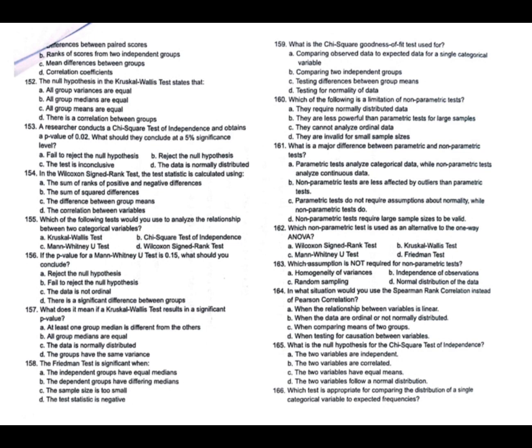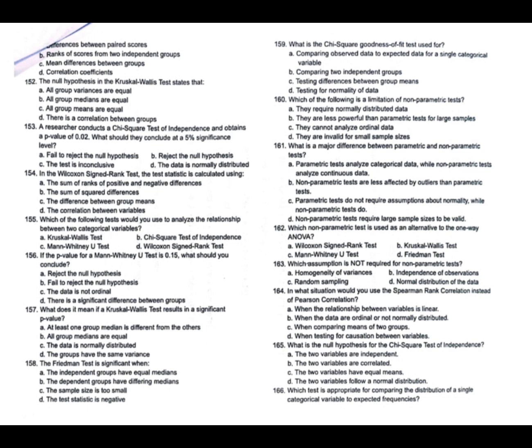This is used for comparing the observed data to expected data for a single categorical variable. Letter A. Which of the following is a limitation of non-parametric tests? So the answer is they are less powerful than parametric tests for larger samples. Letter B. What is a major difference between parametric tests and non-parametric tests?